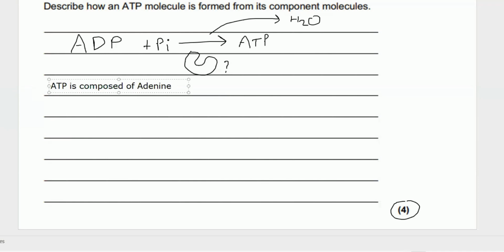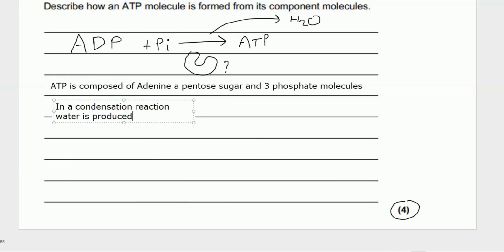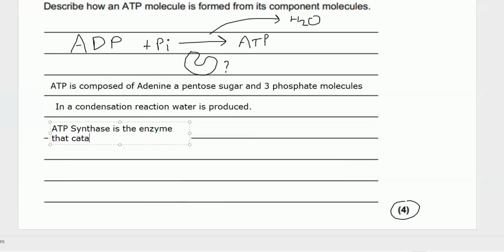So ATP, what's it composed of? For this type of question, I'd describe exactly what it's composed of first. So I'd say, ATP is made of adenine, which is a nitrogenous base, if you wanted to add that, a pentose sugar, which is ribose, and 3 phosphate molecules. So we've given a nice description of ATP. Now, how is it joined together? Well, in a condensation reaction, water is produced when ADP and inorganic phosphate are joined together by ATP synthase to make ATP.